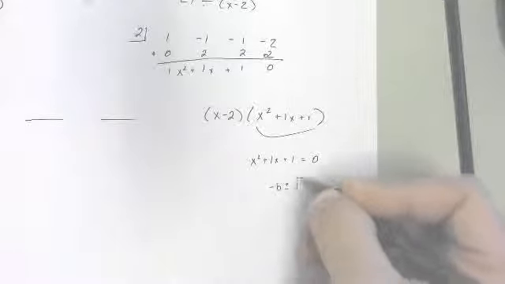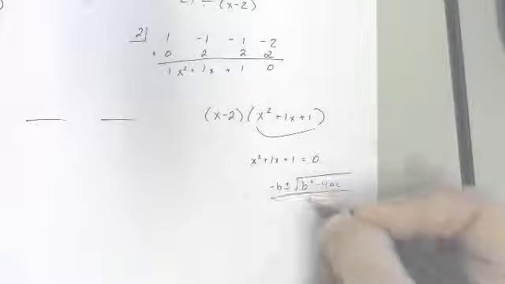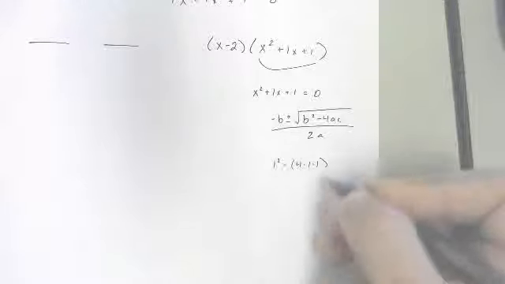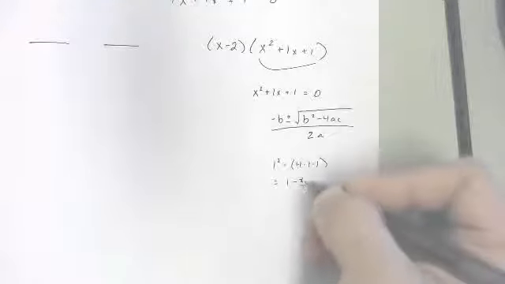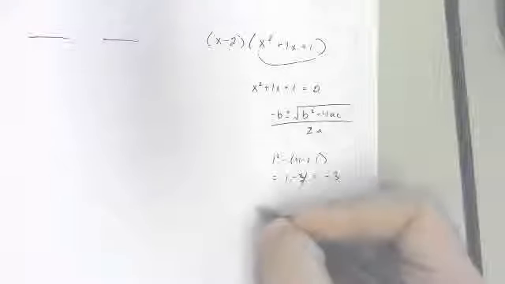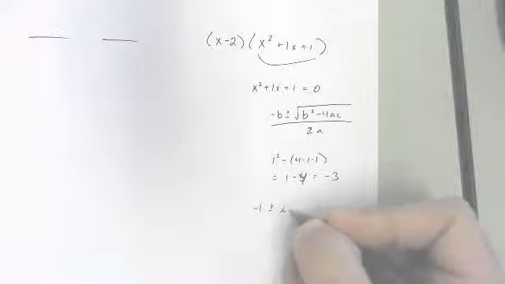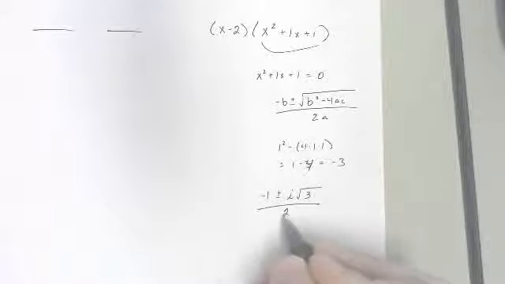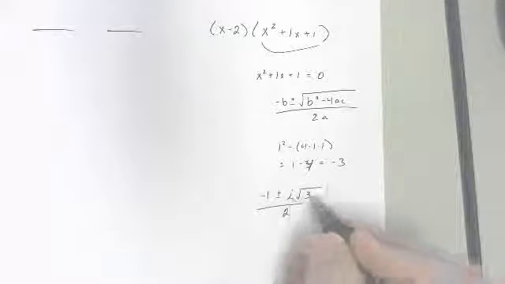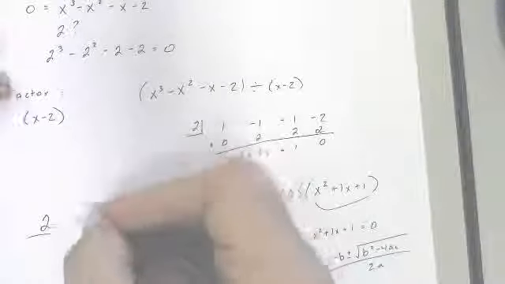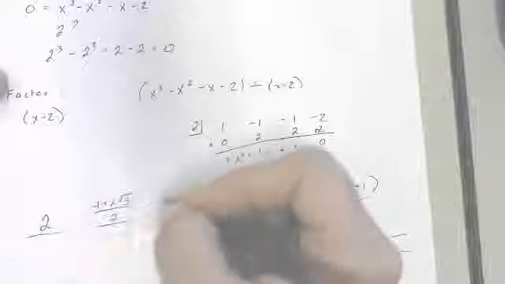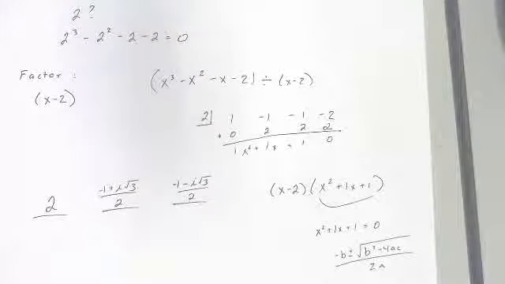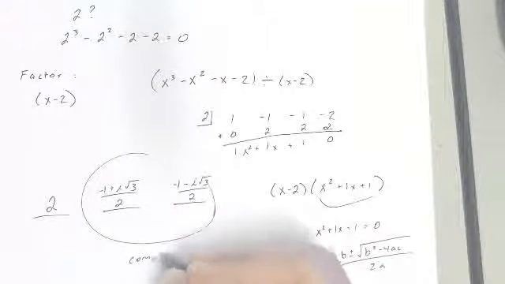Negative b plus or minus the square root of b squared minus 4ac all over 2a. Let's find our discriminant first. 1 squared minus 4 times 1 times 1 gives me 1 minus 4, which gives me negative 3. So now plugging everything in, I have negative 1 plus or minus, I'm going to pull that i right out, make that a positive 3, all over 2. 3 cannot be reduced. 2 does not go into negative 1 or 1. So these are my other 2 zeros: negative 1 plus i root 3 over 2, and negative 1 minus i root 3 over 2. So those are my 3 zeros. 2 of them are complex, while one of them is real.